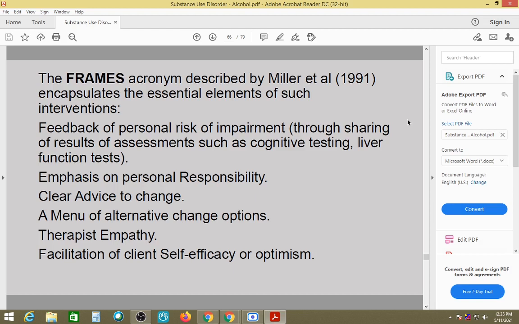Okay, facilitation of client self-efficacy or optimism. I told you from the beginning, when handling a person with substance use disorder, they require a generous dose of motivation, a generous dose of enhancement. We need to continue to motivate, continue to enhance their motivation, continue to build on their coping skills, continue to raise that optimism in them. So the more optimistic they are, the more self-efficacy they have, the better they will stay, and they will be able to abstain from the addiction.